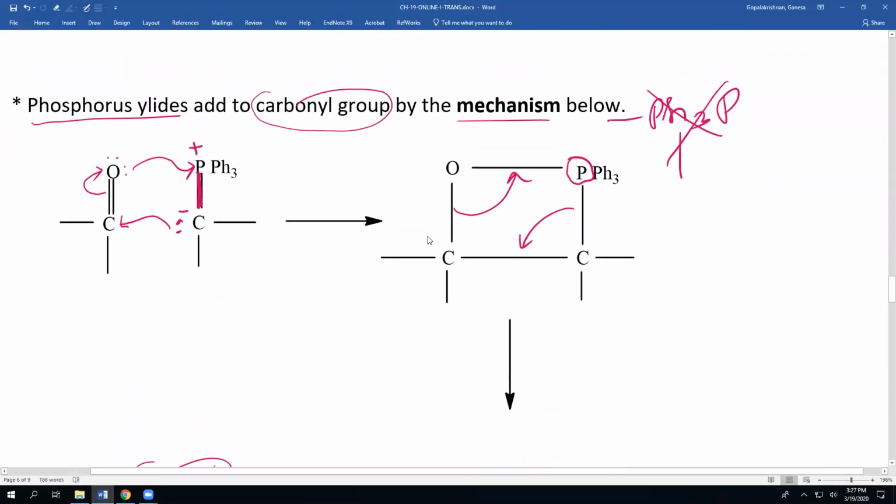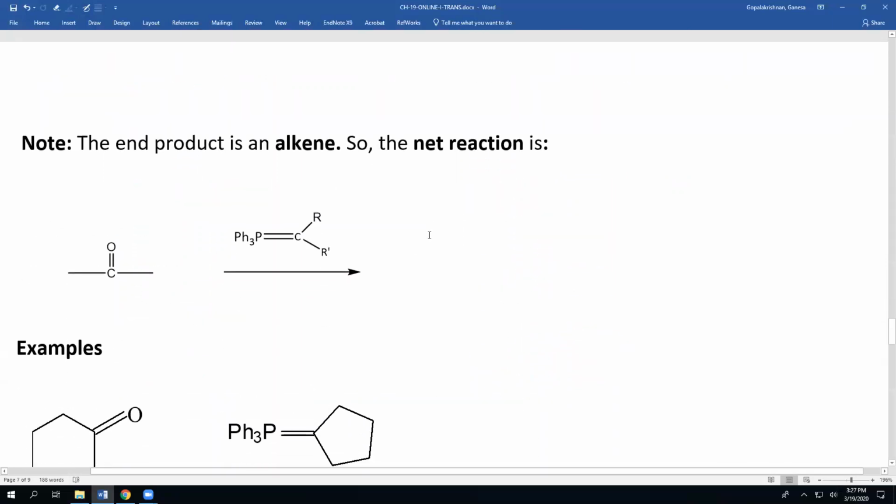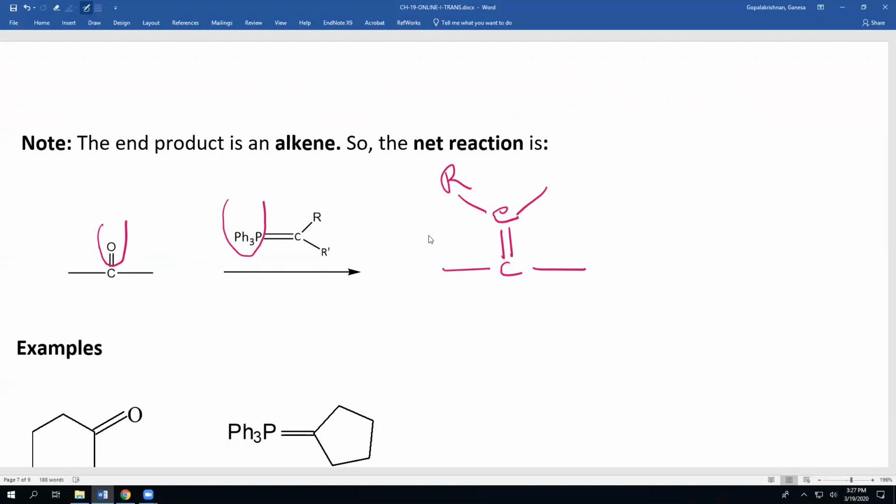What happened to the triphenylphosphine part in the Wittig reagent? It is here. It is lost. It is not in the final product. So basically, in this reaction, the carbonyl group loses its oxygen. The Wittig reagent loses its triphenylphosphine, and the leftover parts join together, say R and R prime. It is an alkene.